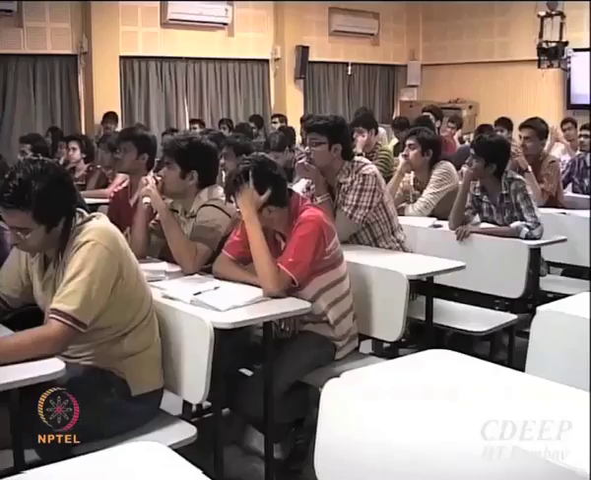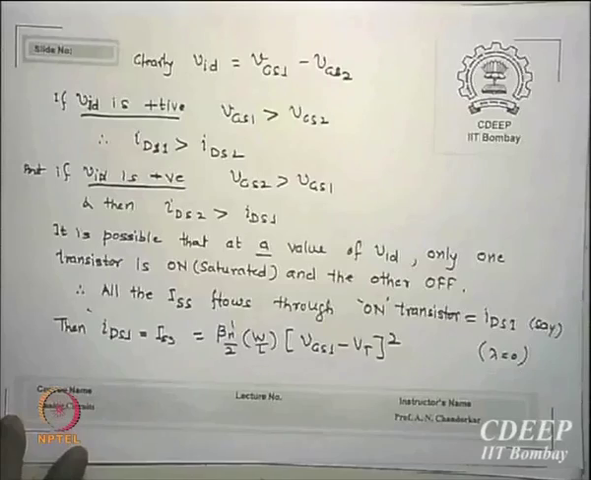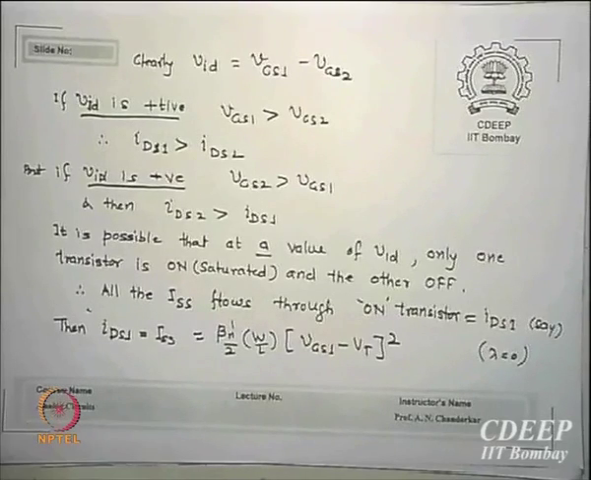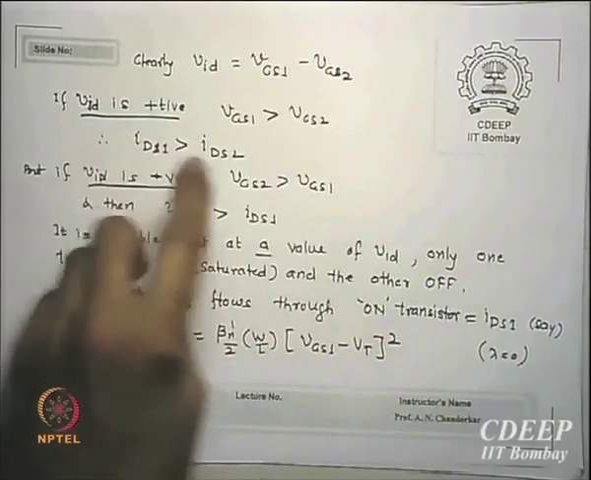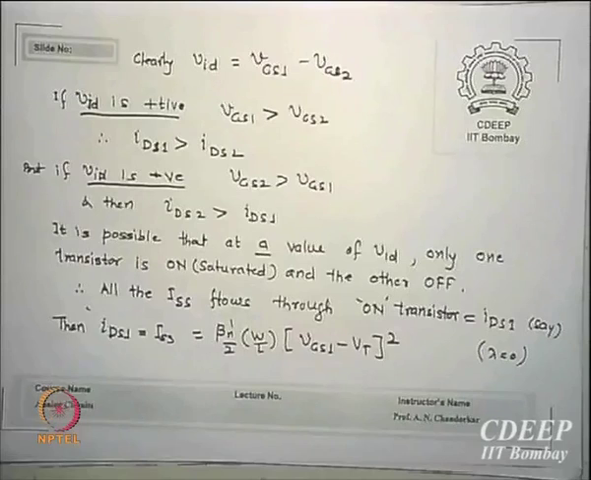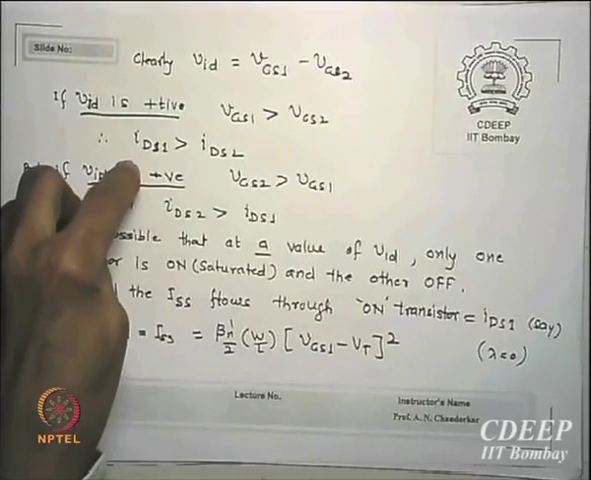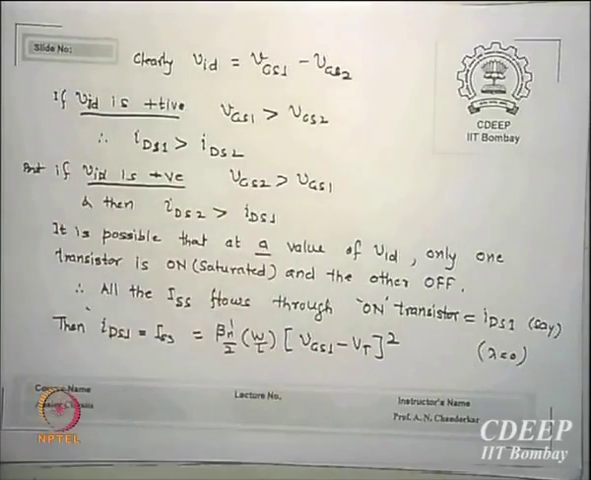By now logic, VID is equal to VGS1 minus VGS2 because the source is common. What is VID? VIN1 minus VIN2, which is VGS1 minus VGS2. If VID is positive, what does that mean? Your queries are now coming, your answers are now coming. If VID is positive, VGS1 is larger than VGS2. If VID is negative, VGS2 is larger than VGS1. In the first case, IDS1 will be larger than IDS2. In the next case, IDS2 will be larger than IDS1.